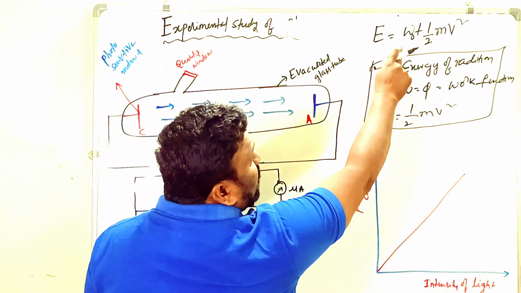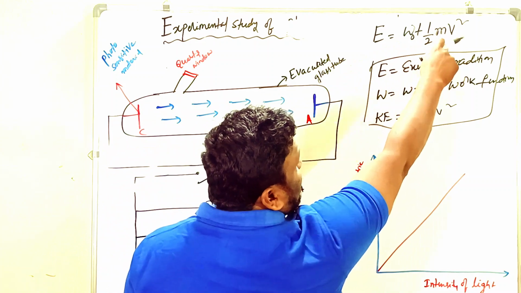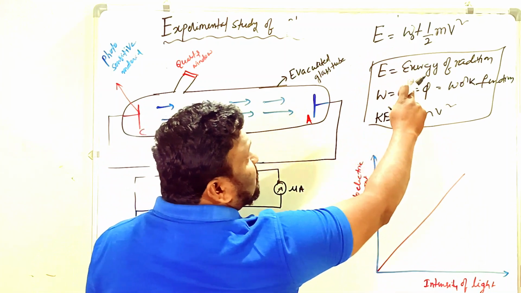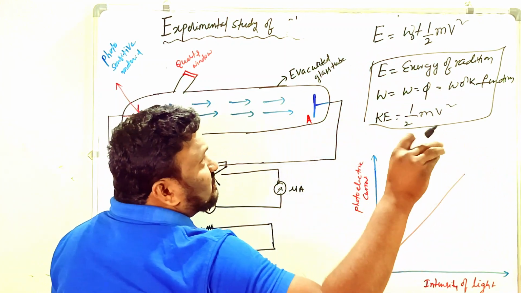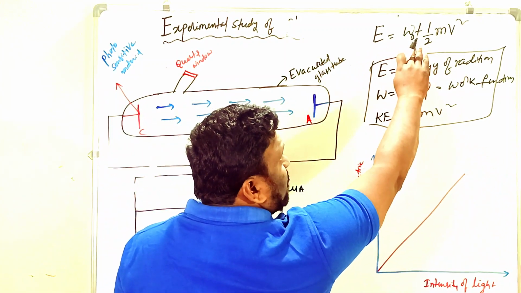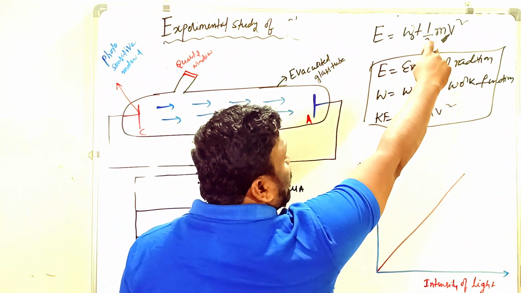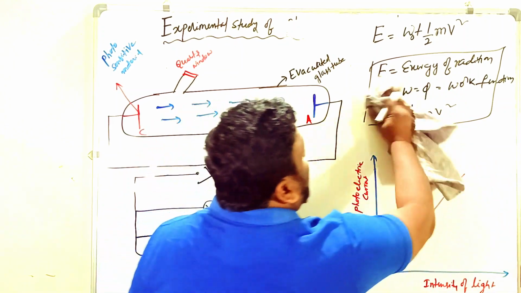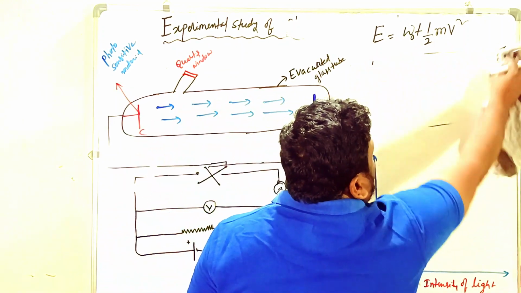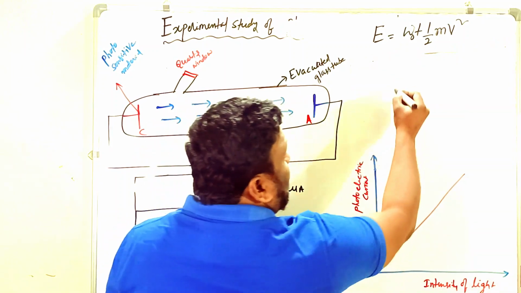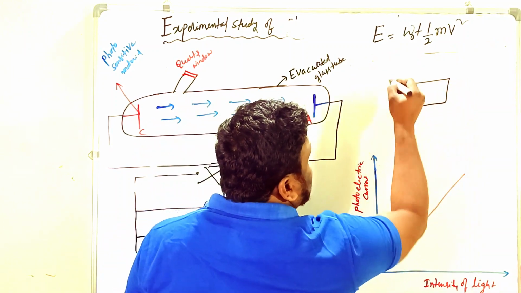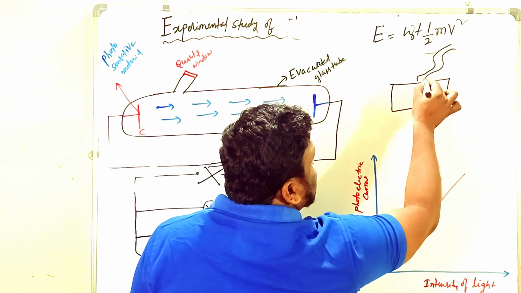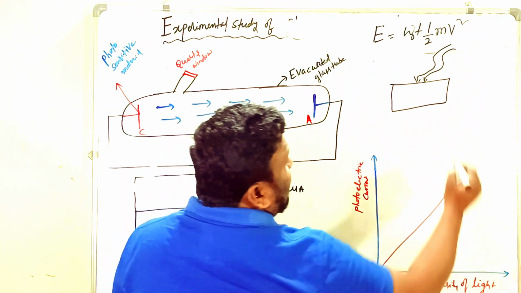E is equal to W naught plus half mv square is called Einstein's photoelectric equation. E is the energy of radiation incident on the metal surface, W naught is the work function, and half mv square is the kinetic energy. So according to that equation, consider some metal surface. Now some amount of energy is falling on the metal surface. That is what we are going to take.